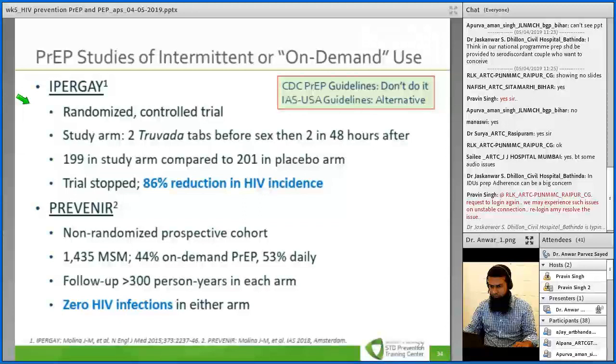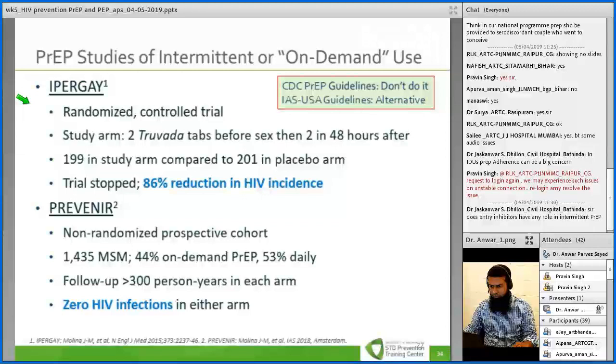So the two studies which Dr. Bryan discussed in his sessions: one was IPERGAY, a randomized controlled trial in which 199 clients were enrolled in the study arm and compared to 201 in the placebo arm, with an 86% reduction in HIV incidence. The other study was a non-randomized prospective cohort, with 86% reduction and zero HIV infection in either arm.